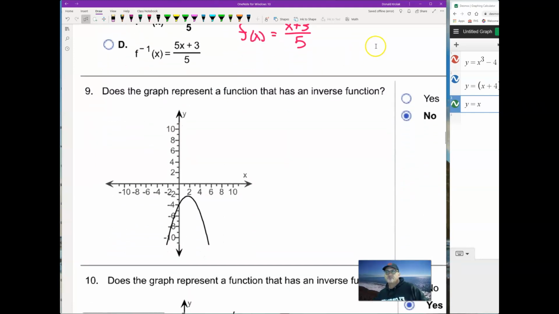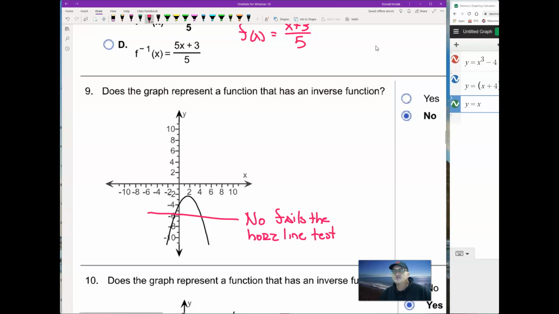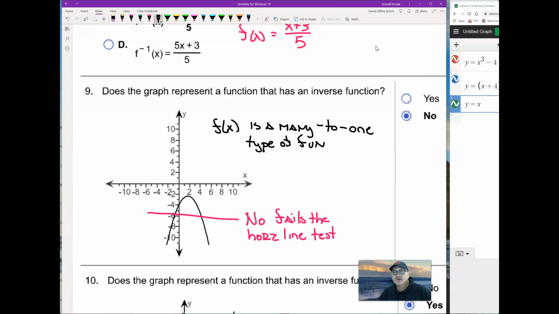All right, does the graph have an inverse function? And the answer here is no, because it fails the horizontal line test. Okay, the original function here is a many-to-one function. And many-to-one types of functions do not have inverses. They are not invertible.